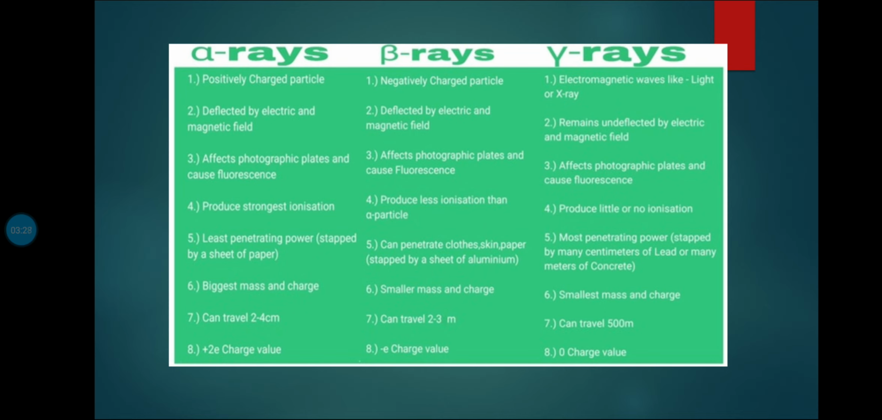The penetrating power: alpha rays have the least penetrating power. Beta rays can penetrate through cloth, skin, and paper, and are stopped by a sheet of aluminum. The most penetrating power is for gamma rays.